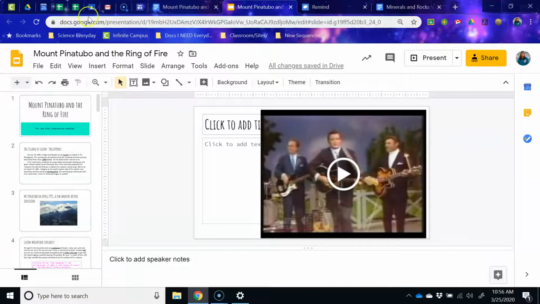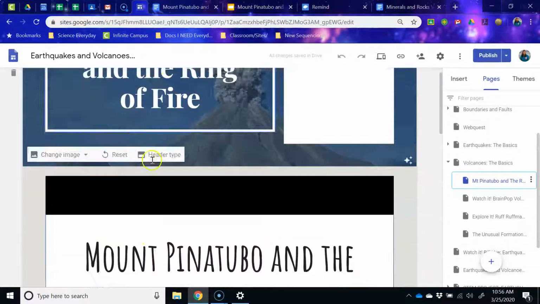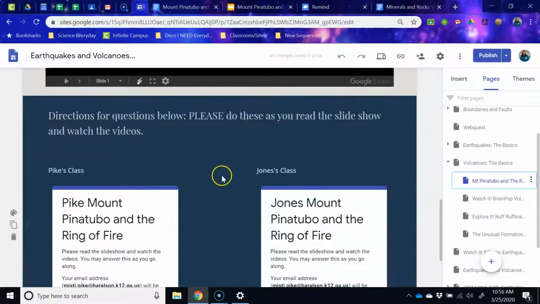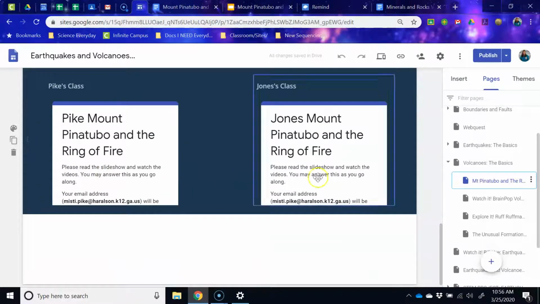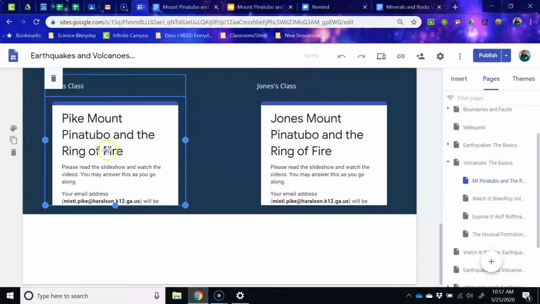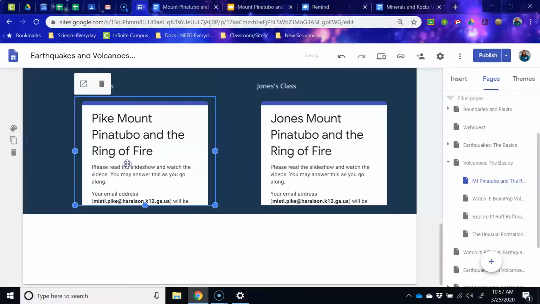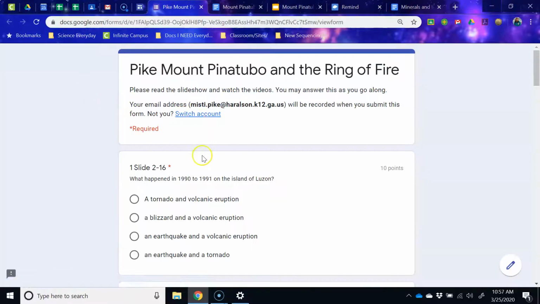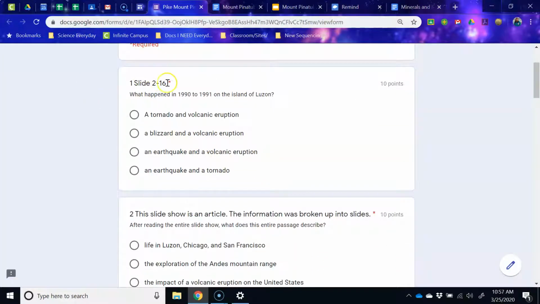If you go back to Classroom, we see that at the bottom we've got Pike's class, Jones's class, pick which one you're in. This is to show me that you actually did the assignment, so turn it in. I've got some help of where you can find it.